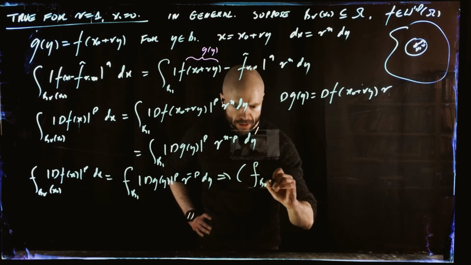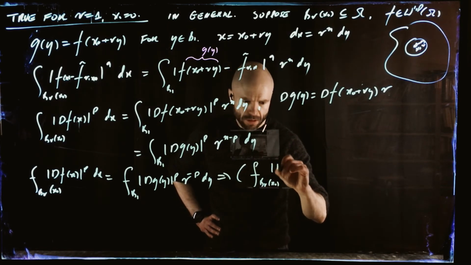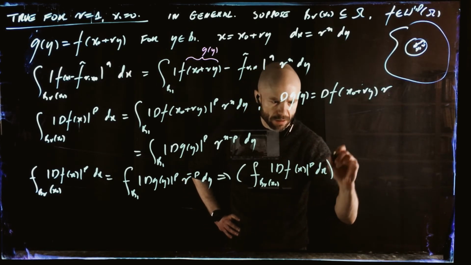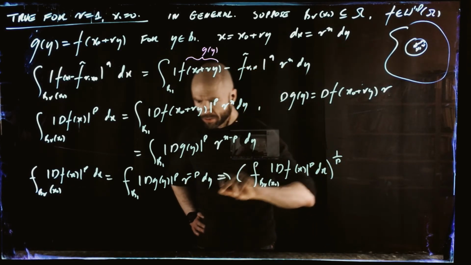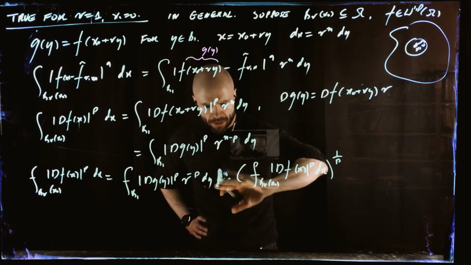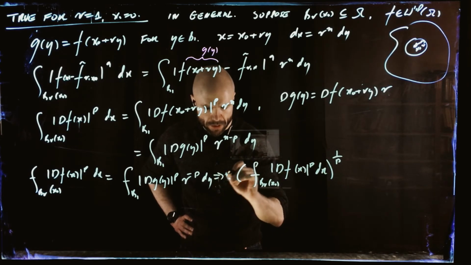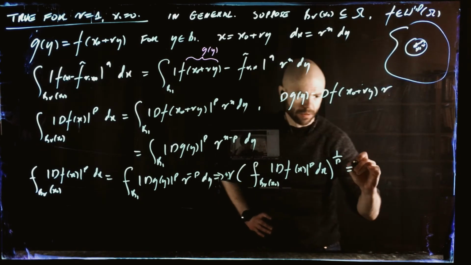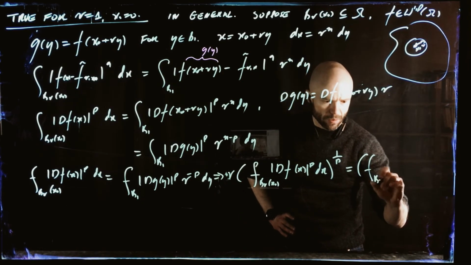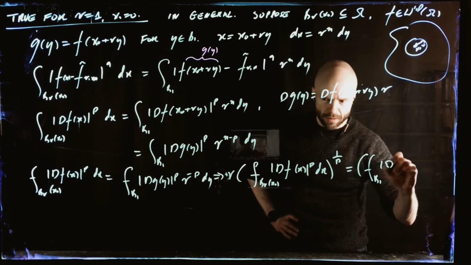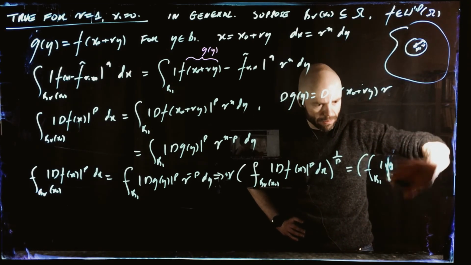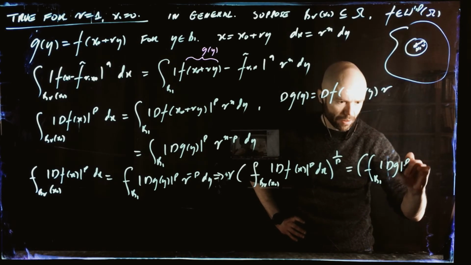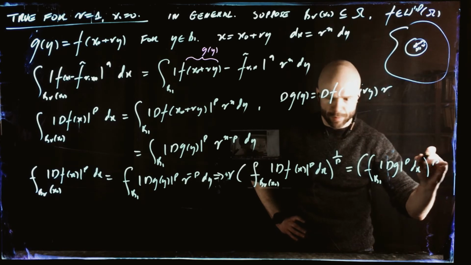the average on a ball of radius r of x0 of the gradient of f of x to the p dx, to the 1 over p. We're taking this r to the other side, so we're going to put it like this. This thing is equal to the average on a ball of radius 1 of, let's not change notation, d for g, d for the gradient, to the p dx, to the 1 over p.